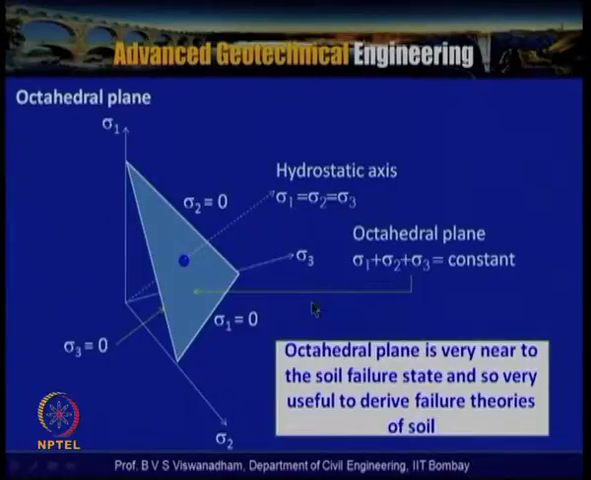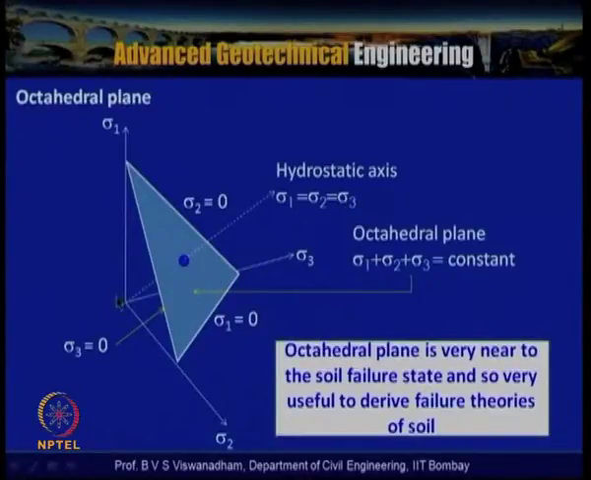So then we also have this octahedral plane, where if you have a sigma 1 axis, sigma 2 axis and sigma 3 axis, these lines indicate that sigma 3 is equal to 0 and sigma 2 is equal to 0 along this line, and this is sigma 1 dash equal to 0. The hydrostatic axis passes through the median of this, that is, the hydrostatic axis is where sigma 1 is equal to sigma 2 is equal to sigma 3.